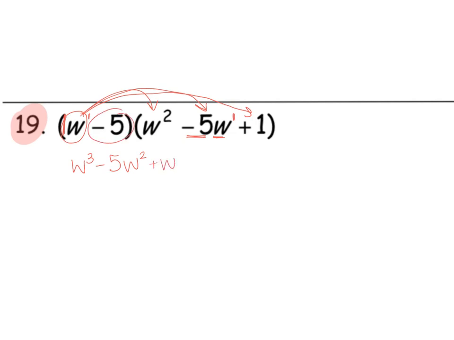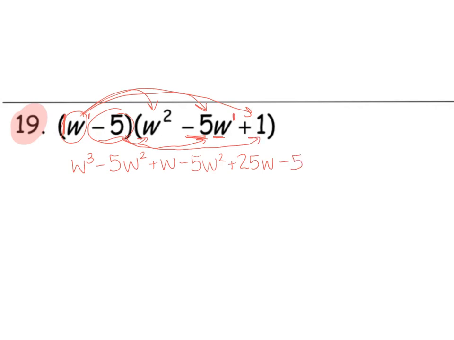I'm also going to grab the negative 5 and multiply it to everything. Negative 5 times w squared gives me negative 5w squared. Negative 5 times negative 5w, multiply the coefficients. Negative 5 times negative 5 gives me positive 25. The w doesn't have anything to multiply with, so I just write it down. Negative 5 times 1 gives me negative 5.